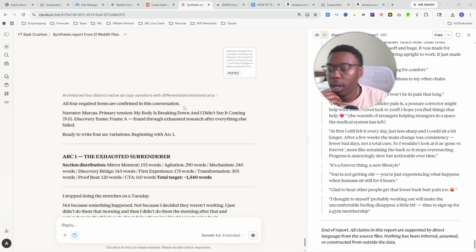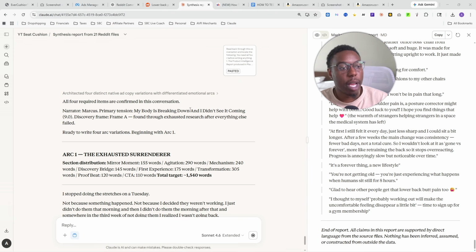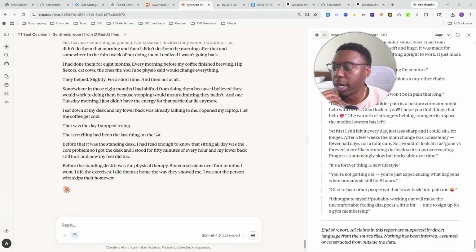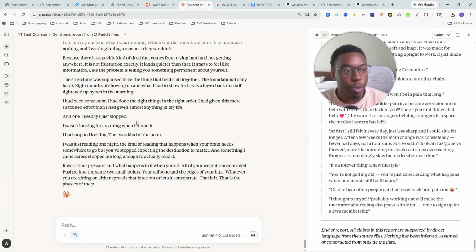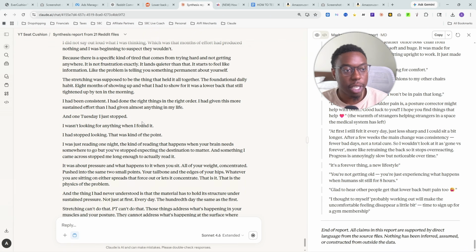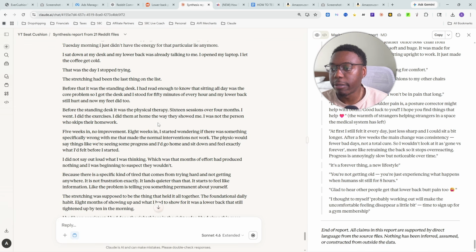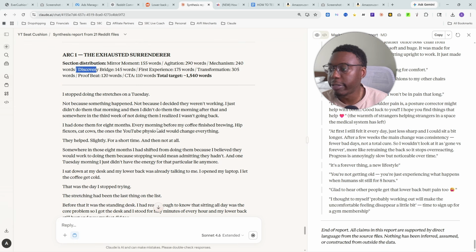Okay, so basically what's going to happen now, it's going to be a little bit of a faster process, but now Claude's going to just output the entire story based off of each arc. It's going to tell you the total amount of words, break down each section here. And you can read through this, and I would validate and verify that each section is up to par. You're going to see that the framing, the structure is going to be a little bit different. In the hook, right, I stopped doing these stretches on a Tuesday, right?